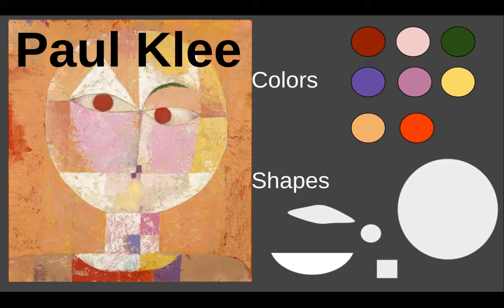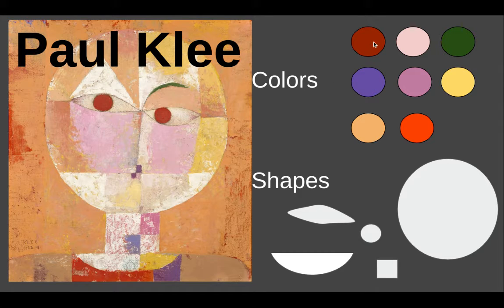Now, you probably guessed that Paul Klee doesn't actually look like this. This is abstract. We talked a little bit about that on Tuesday. That's where an artist changes colors and shapes to make the artwork different and not look exactly like the person. But you can still tell it's a person. Let's look at some of the colors that he used.